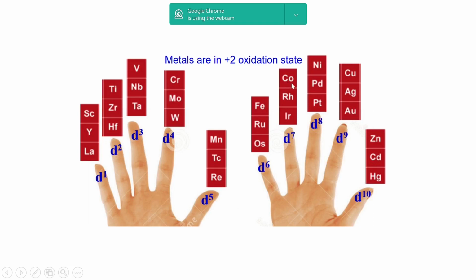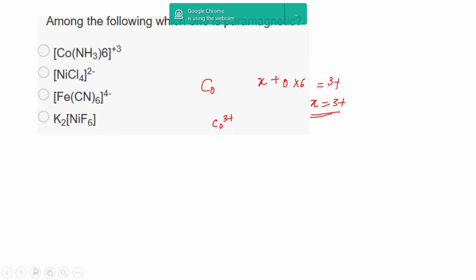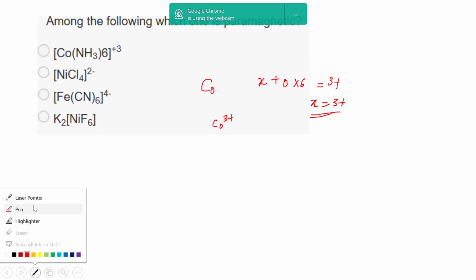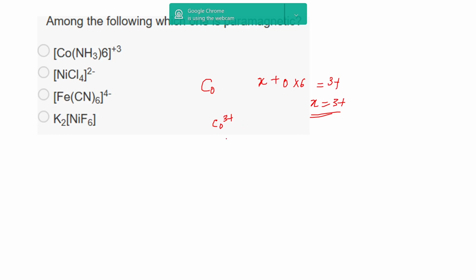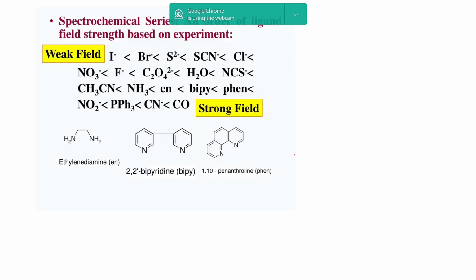Yeah. So cobalt in its +2 state has d7 electrons. So +3 means what? If I remove one more electron, it will be in +3 state. So how many electrons will be there in d? It will be d6, right? Is it clear? Yes, ma'am. So the cobalt 3+ has d6 electrons, and NH3 is what kind of ligand?